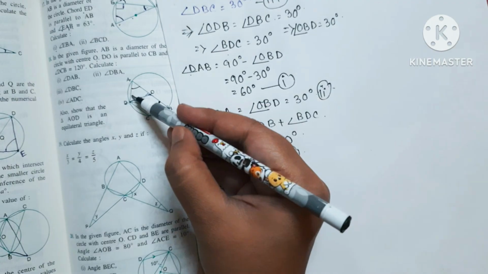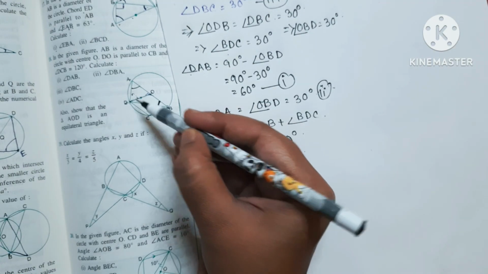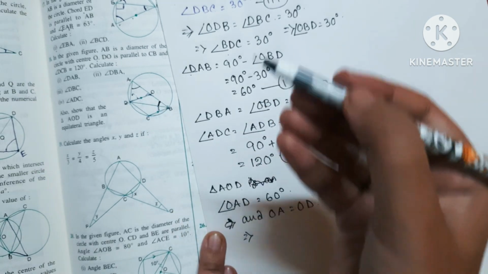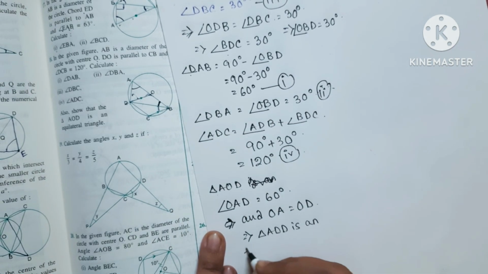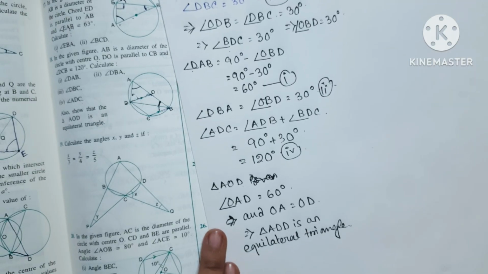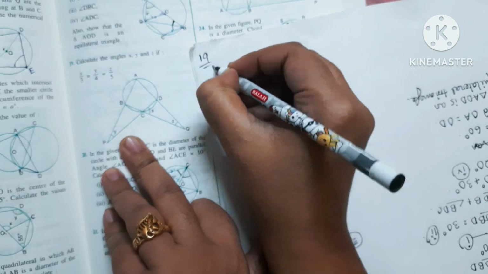That means this angle is also 60 degrees, and if two angles are 60 degrees, then the other one will obviously be 60 degrees. So that means triangle AOD is an equilateral triangle. Okay. Now see question number 19.